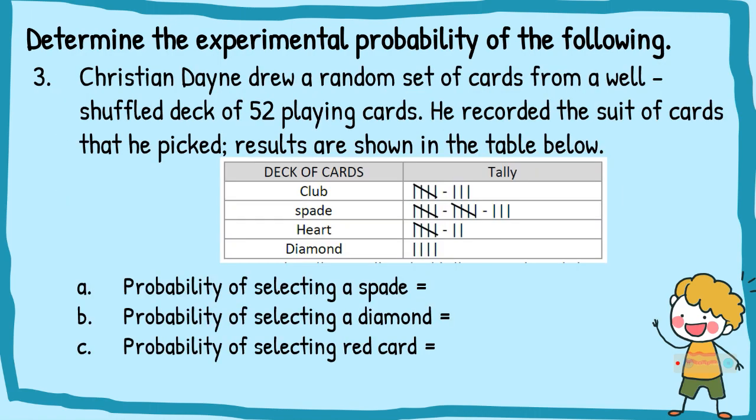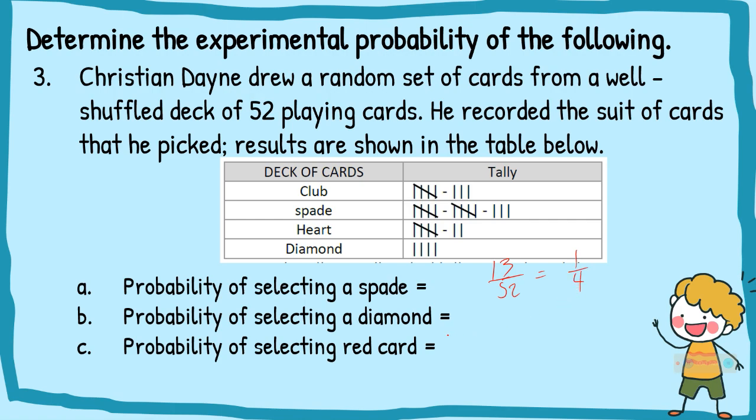Next, Christian Dane drew a random set of cards from a well-shuffled deck of 52 playing cards. He recorded the suit of the cards that he picked. Results are shown in the table below. For club, we have 8, spade 13, heart 7, diamond 4. Find the probability of selecting a spade. We have 13 out of 52. So we have 1 out of 4 or 1 over 4.